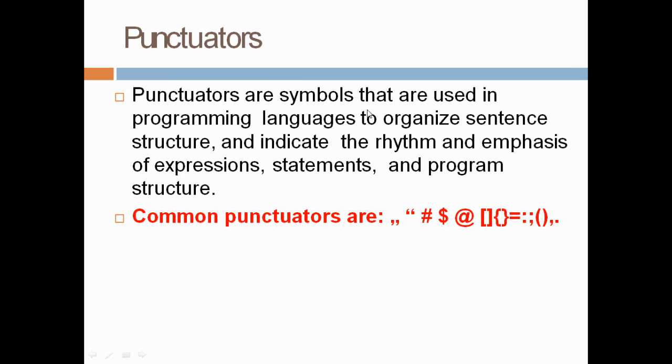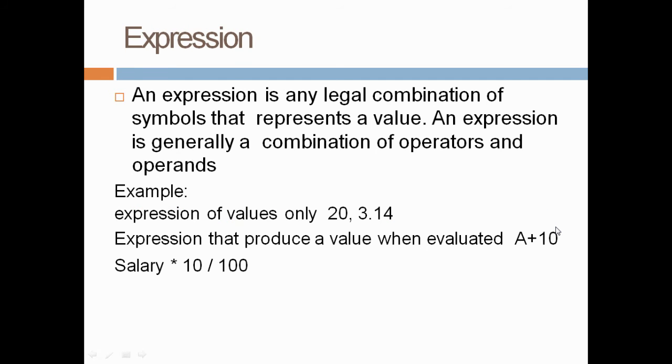Punctuators. Punctuators are symbols that are used in programming languages to organize sentence structure and indicate the rhythm and emphasis of the expressions, statements, and the program structure. Some punctuators which are used in Python programming are double quotes, hash, dollar, at the rate, square brackets, curly brackets, equals to, colon, semicolon, parentheses, comma, and dot.